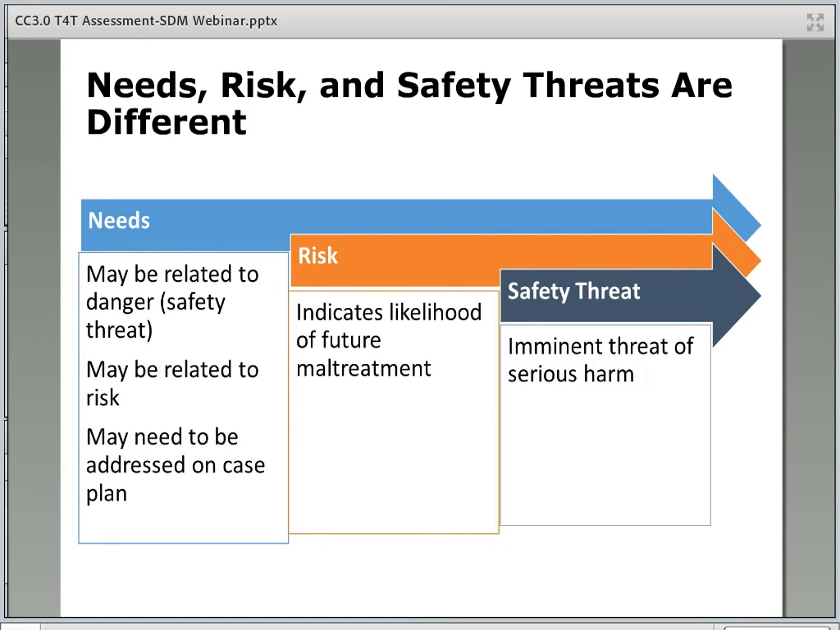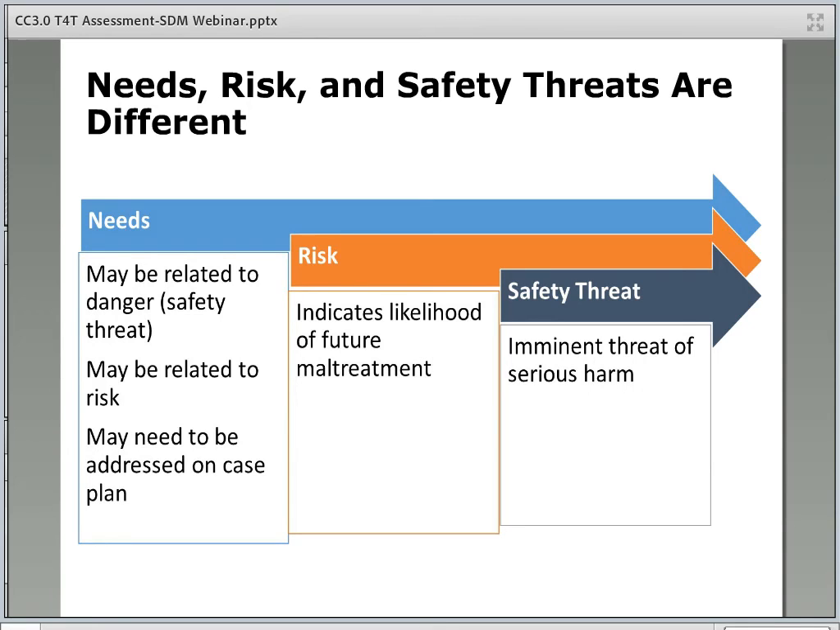Needs are also about underlying conditions in the home, which may contribute to safety threats or risk factors, or may be utterly irrelevant. When considering strengths and needs, we are talking about the family's capacity to provide for the child's ongoing safety and well-being. These terms in the SDM system are related to the prioritization of information.